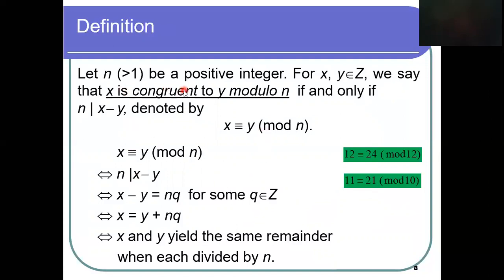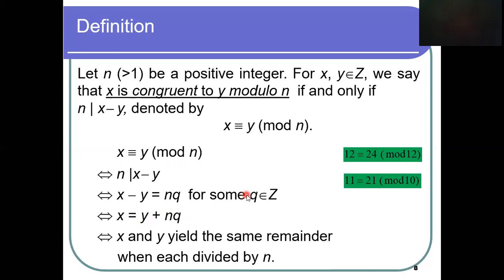If n is a positive number and x, y belong to the set of integers, we can say x is congruent to y mod n if and only if n divides the difference of x and y. It can be written as x is congruent to y mod n. In that case, we can say x is equal to y plus n times k.